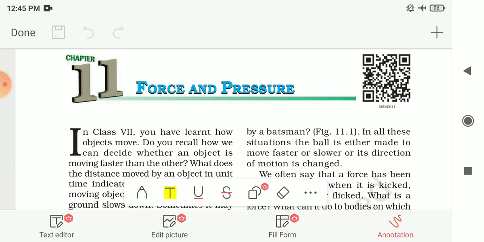So now in this video we are going to study the different types of force. There are mainly two types of forces, that is contact force and non-contact force. Here we are going to study some examples of these two types of forces, that is contact forces and non-contact forces.